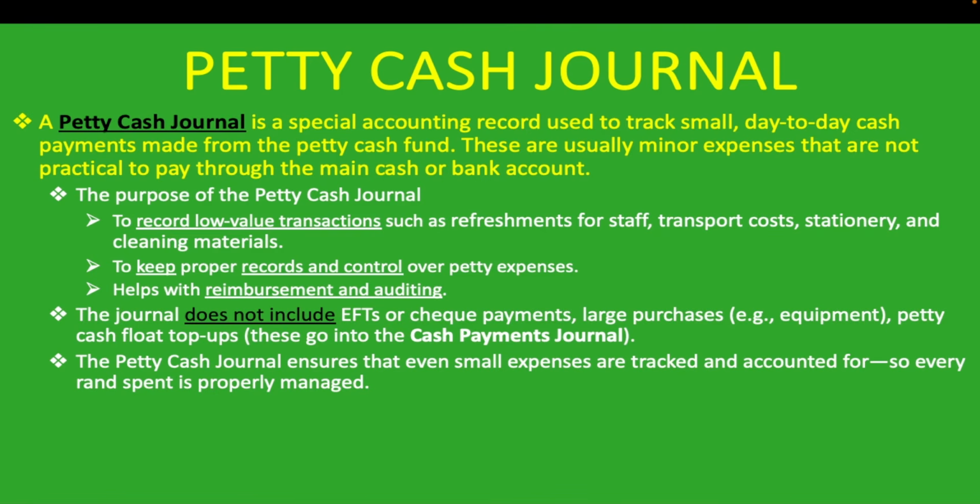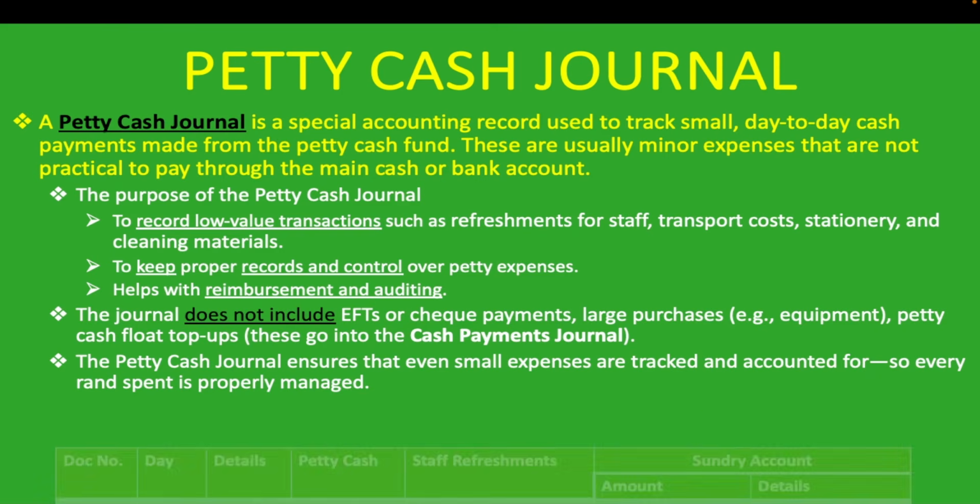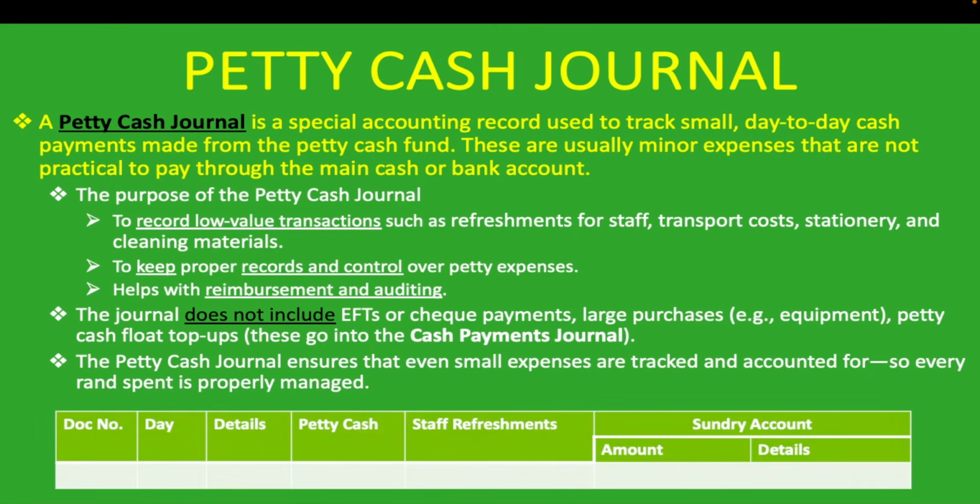Now, how does the petty cash journal look? How do we record using the petty cash journal? Well, here's a template of the petty cash journal. Now, they may look slightly different from one institution to another, and I'll explain why just now, but you usually have document number and the day that the money was used, and this will correspond with the receipt. And the details here, you would put the name of the entity or the person that you paid. Okay, so if it was Pick n Pay that you bought refreshments from, then you'd put Pick n Pay there.